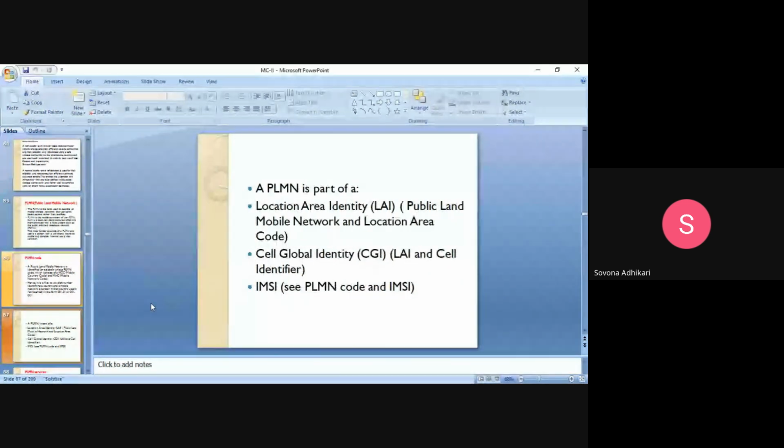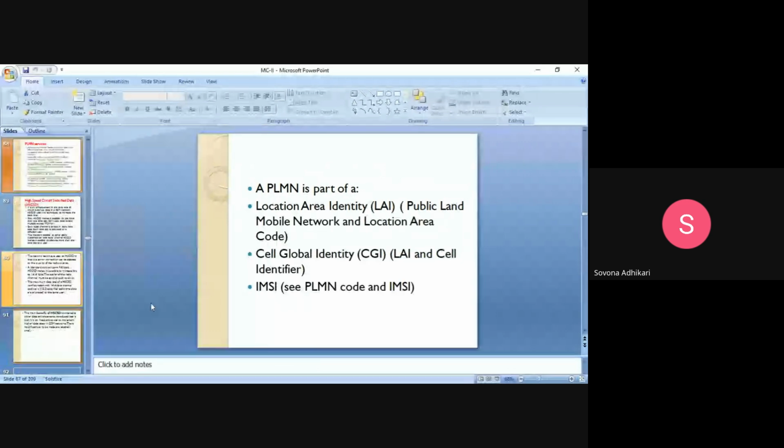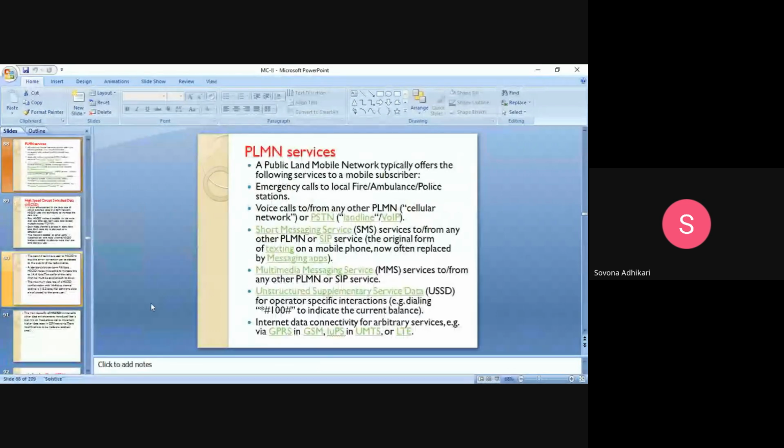A PLMN is a part of a location area identity, the public land mobile network and the location area code, cell global identity CGI and IMSI. A PLMN typically offers the following services to mobile subscribers. Let us see what are the services provided by the PLMN.